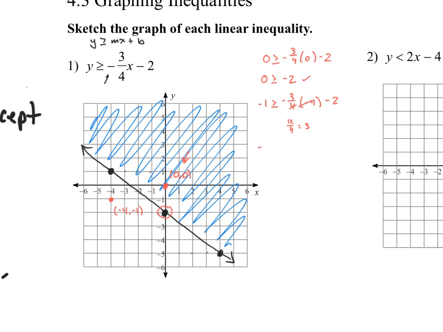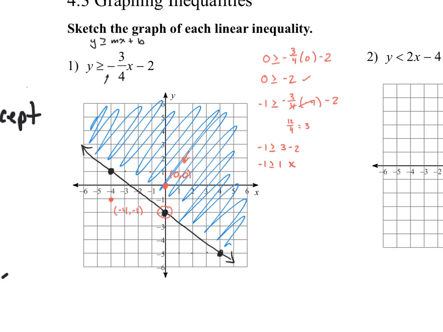Okay, all that to say, we have -1 greater than or equal to 3 minus 2. And then we have -1 is greater than or equal to 1. This is incorrect. It does not make the statement true. Therefore, we are not going to be shading underneath the line.